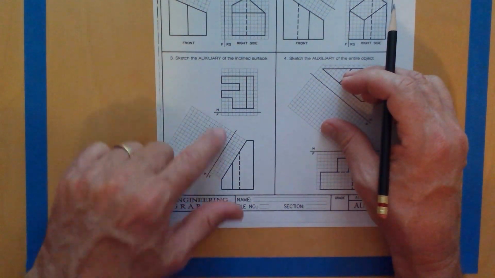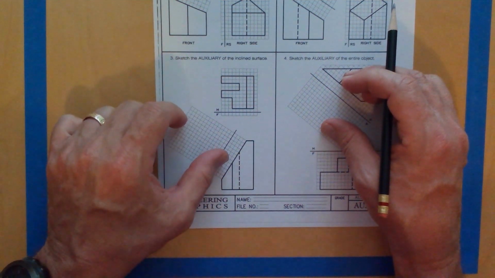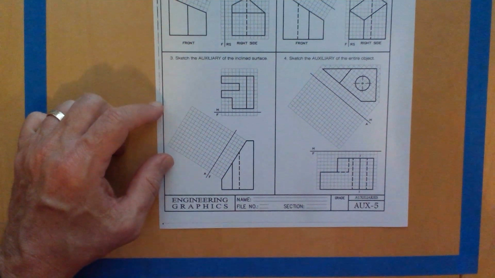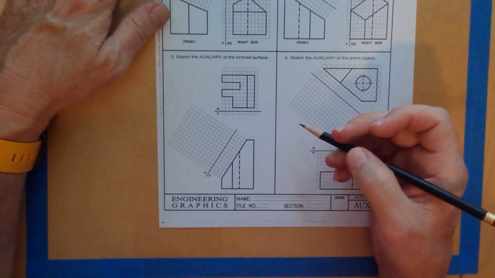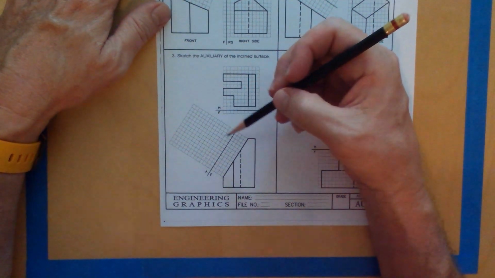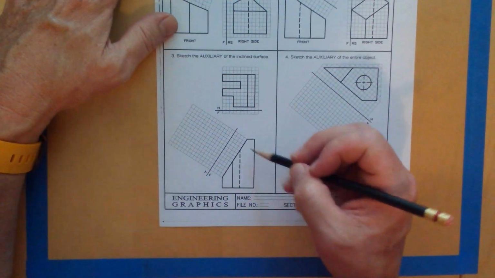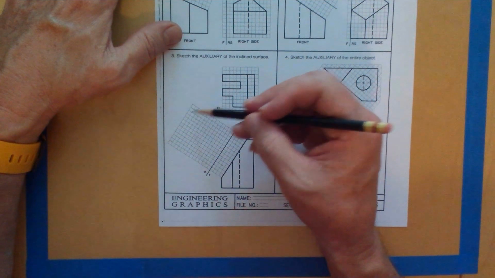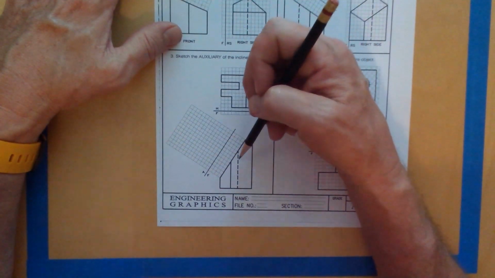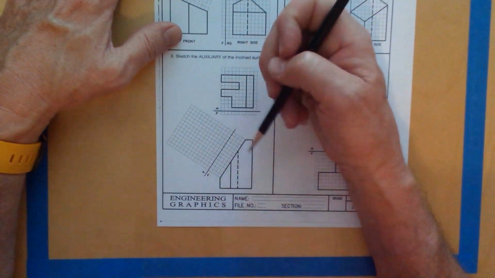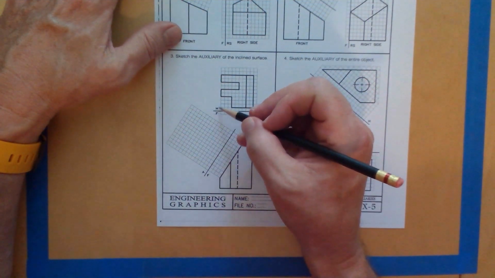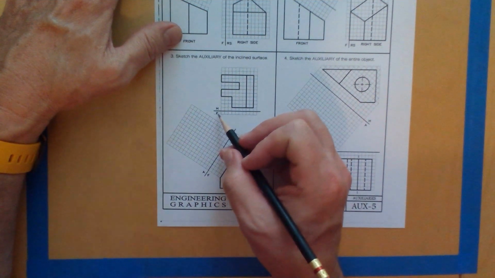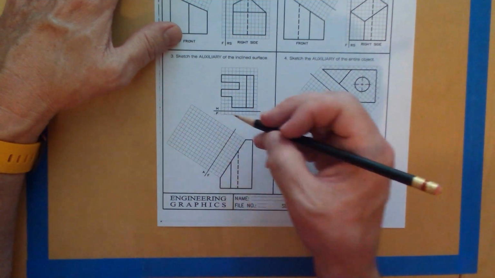So right here, we can see the auxiliary view location where the auxiliary view is going to be placed. This is a primary auxiliary view, right? Because it's going to be projected from a principal view. This is a front view. Here's a top view. And then this will be a primary auxiliary view because we're projecting it from the front view. These little projection planes, this is called a projection plane, and this F means front view.